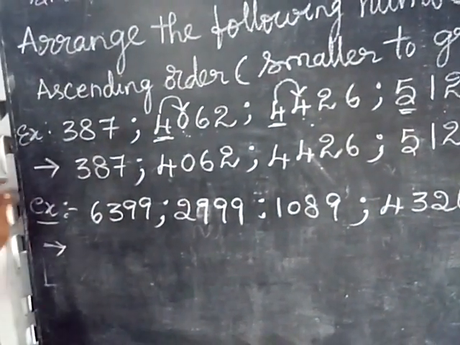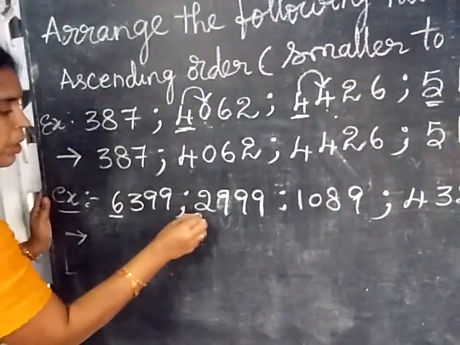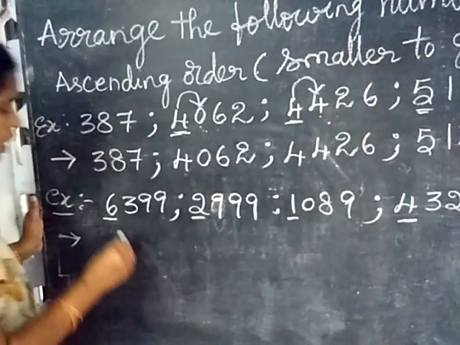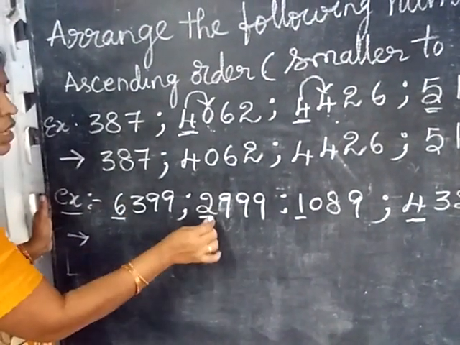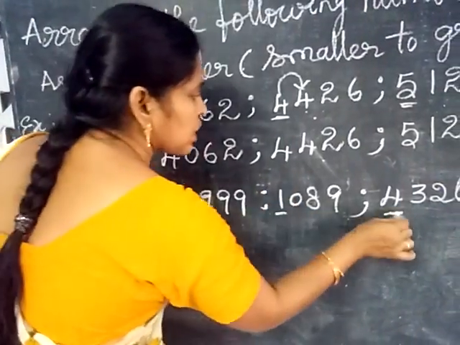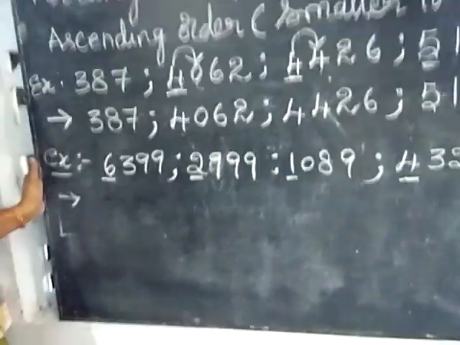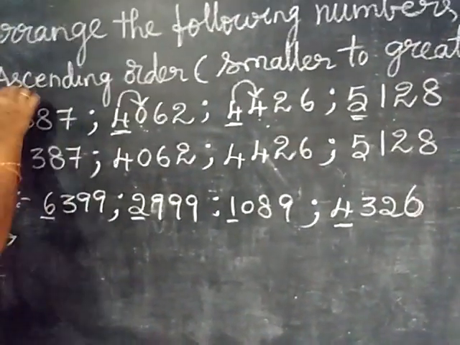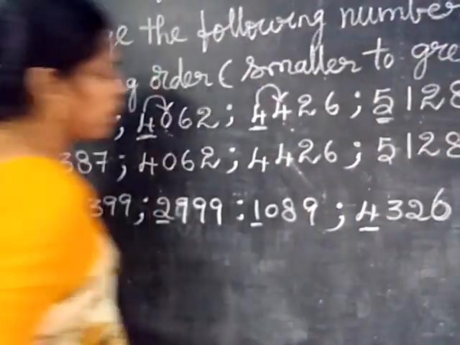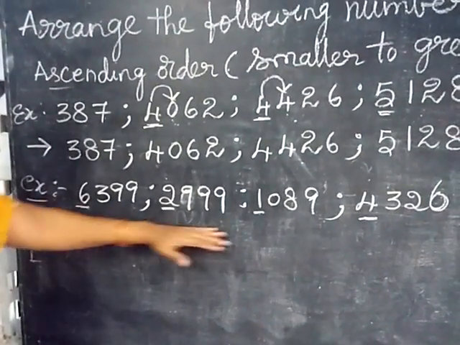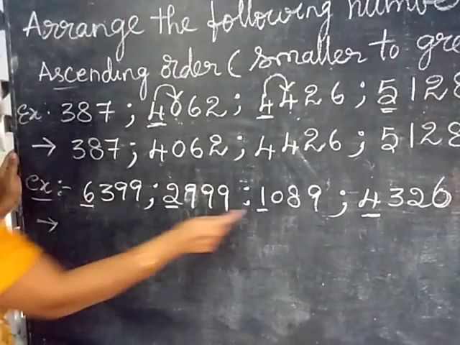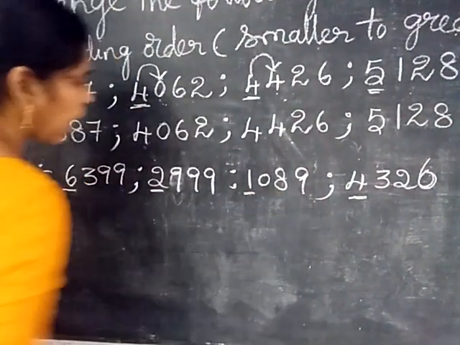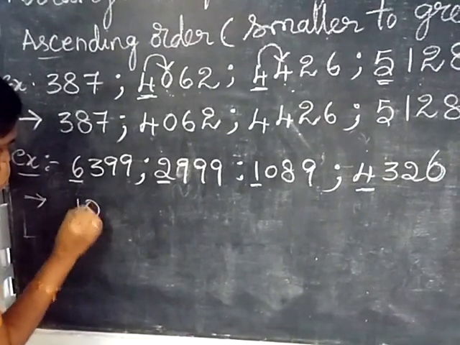So, then what we have to do? See the leftmost number. That is the thousands place value in each number. See, this is starting with 6. This is starting with 2. This is starting with 1. This is starting with 4. So, which is the greater? Yes, 6 is the greater. But you have to write in ascending order. Ascending order means smaller to bigger. So you have to see the smaller one. Which is the smaller one? 1089 is the smaller one. That we have to write first.